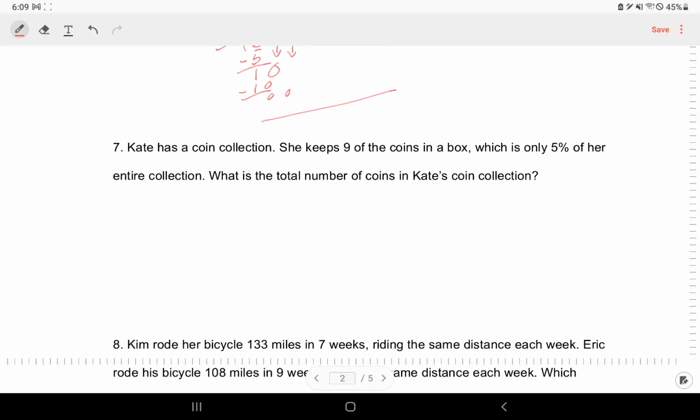Kate has a coin collection. She keeps 9 of the coins in a box, which is only 5% of her entire collection. What is the total number of coins? Okay. So we've got coins and percent. Well, 9 coins is 5%. We want to get to 100%. So times 20 gets me to 100%. So I times by 20, and that gets me 180. So 180 coins.